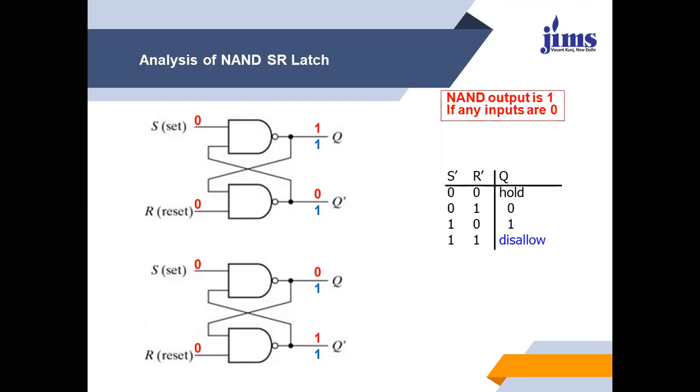So in summary, we can say if S bar R bar for the NAND gate is 1 1, then the condition must not be allowed. So in the case we are using NAND gate, if S bar R bar is 0 0, condition will be hold. If it is 0 1 means R bar is 1, condition will be reset. If S is 1 and R is 0, condition is set, and 1 1 condition is not allowed, as in case of NOR SR latch.